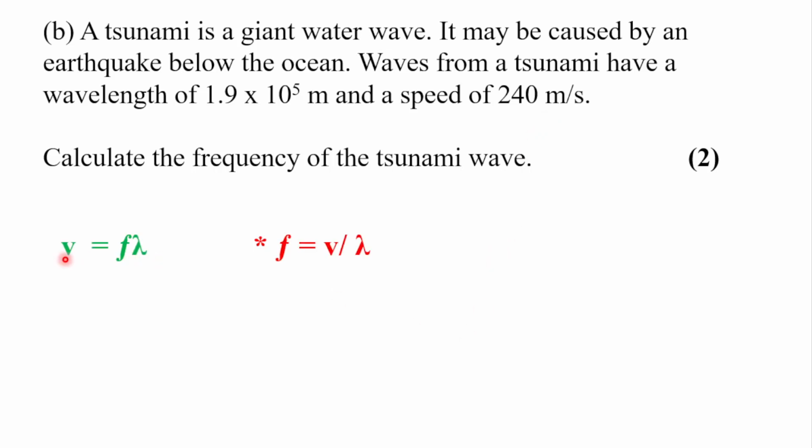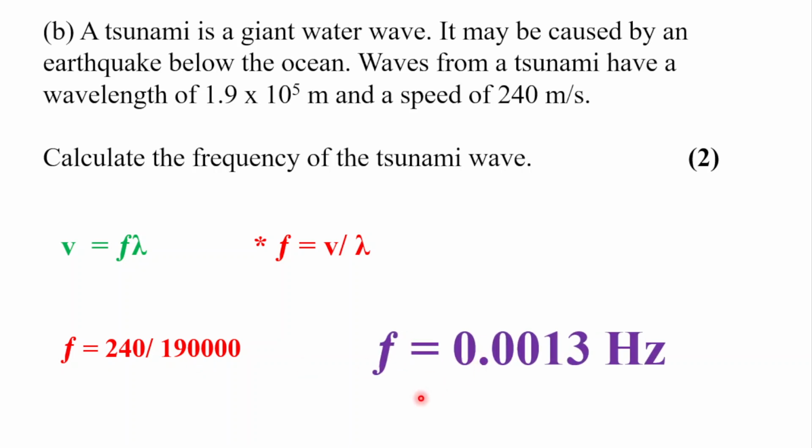But what you need to remember is that speed is equal to frequency times wavelength, so therefore frequency is equal to speed over wavelength. And so our frequency is going to be 240, which is our speed, divided by our wavelength, which is 1.9 times 10 to the 5, the same thing as 190,000. As a result, our frequency will be 0.0013 hertz. And hertz is the same thing as per second, because frequency is 1 over T, and T is 1 over frequency. So they are the inverse of each other.